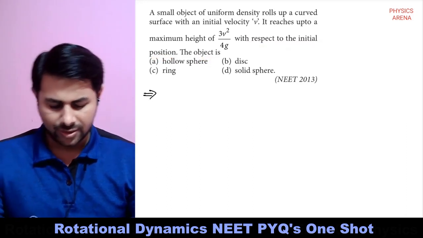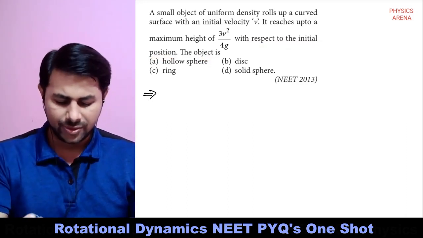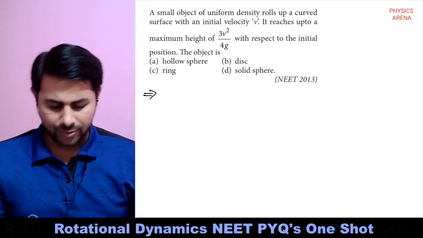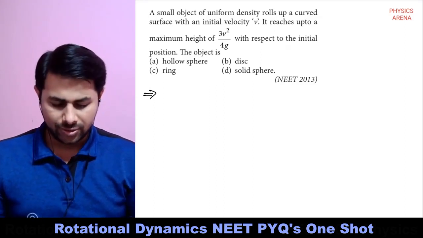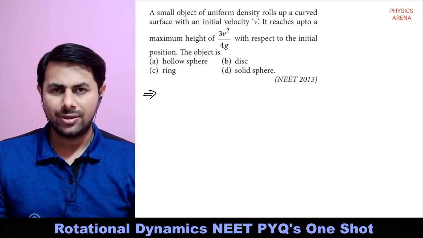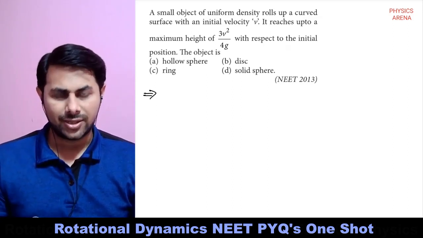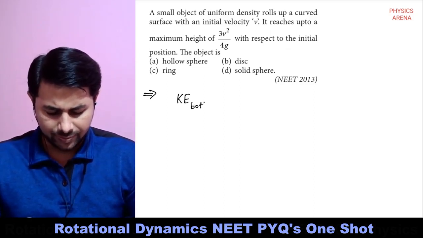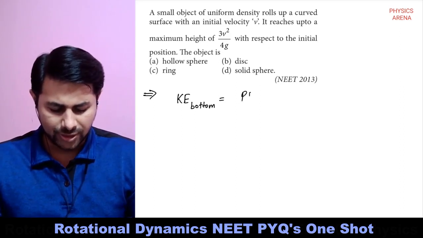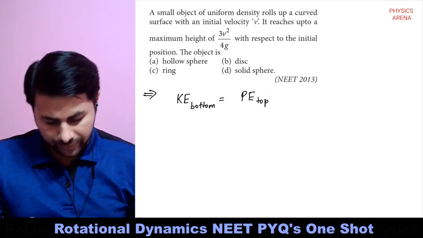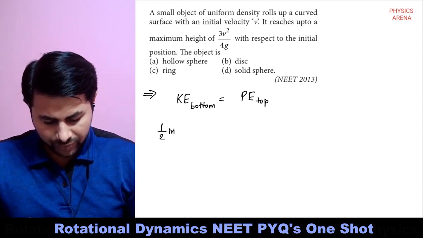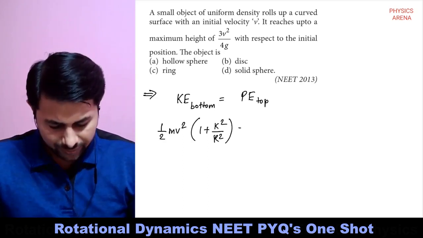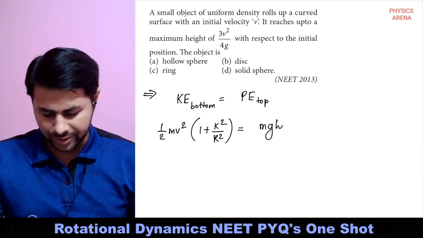Okay, so there is a small object which rolls up a curved surface with initial velocity v. Okay. So there will be some rolling kinetic energy. So when it reaches the maximum height, what will happen? The kinetic energy will get converted to potential energy. So we can say kinetic energy at start, or kinetic energy at bottom, is equal to potential energy at top. Okay. So that is half of mv square multiplied by 1 plus k square by r square. The similar kind of question only. It is equal to mgh, right?